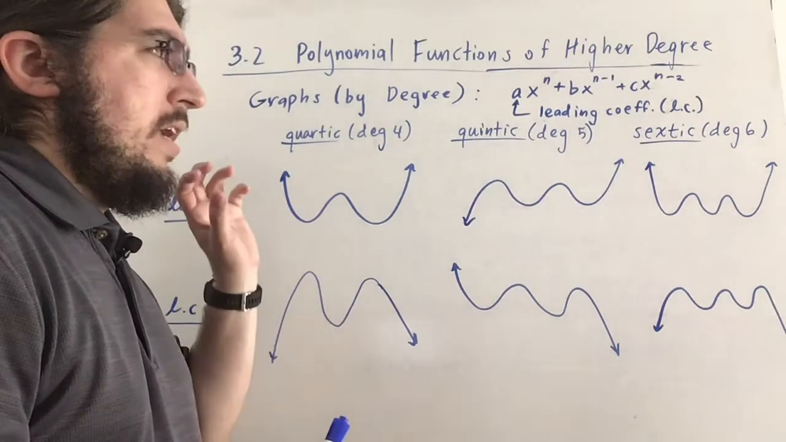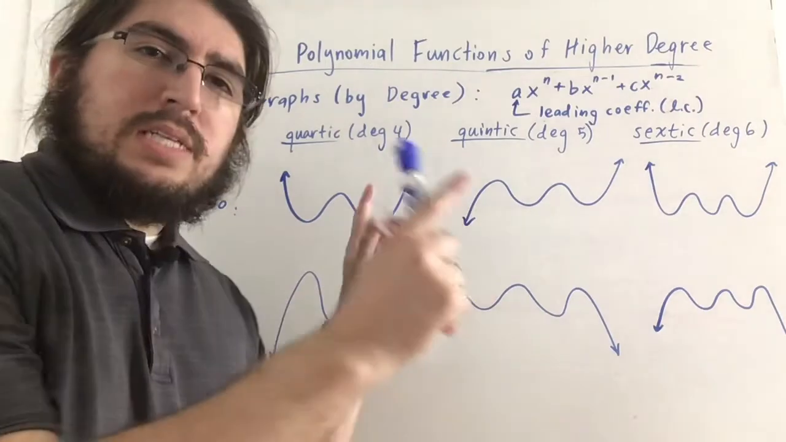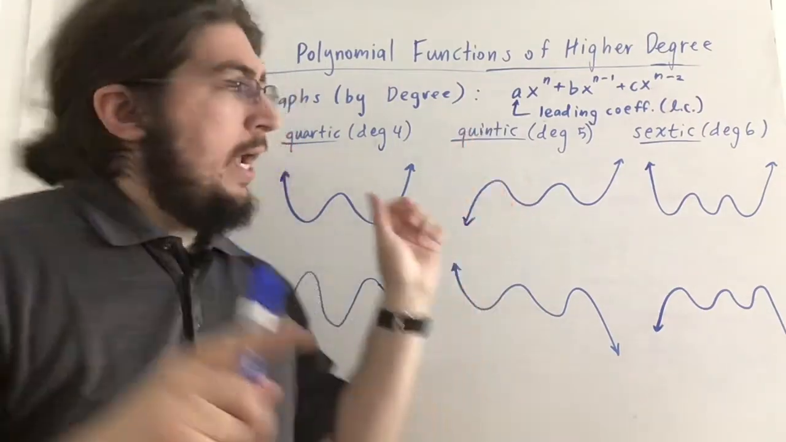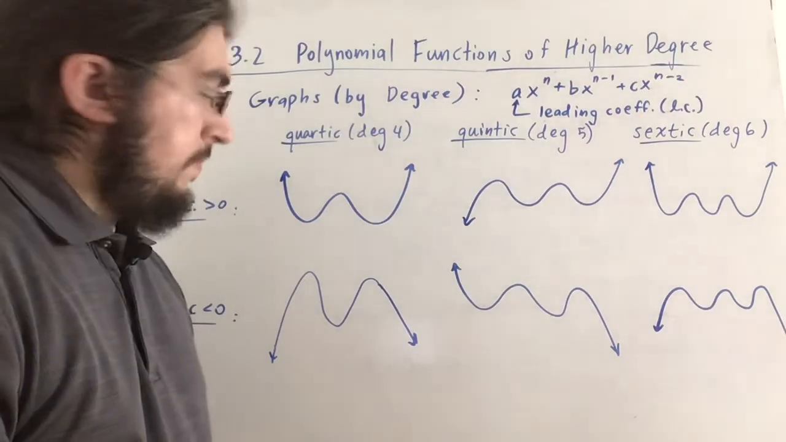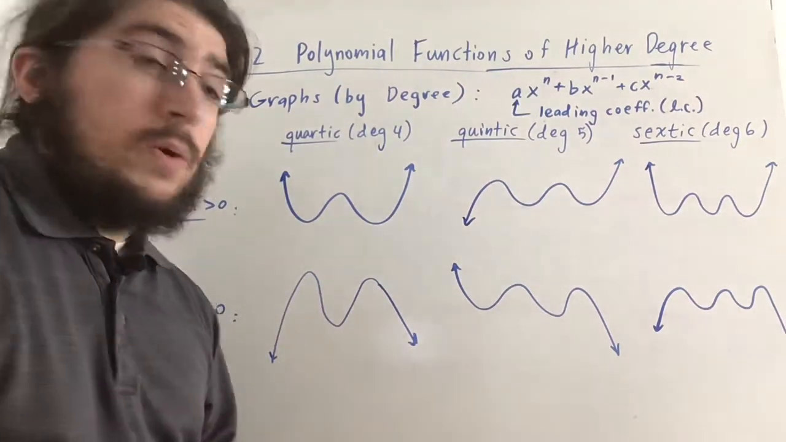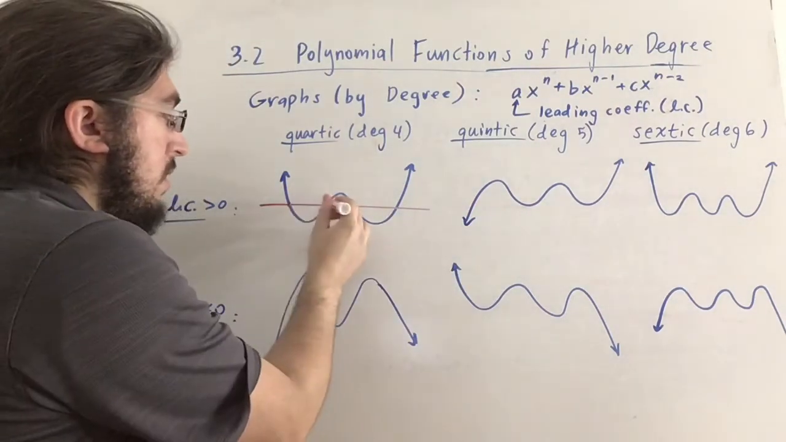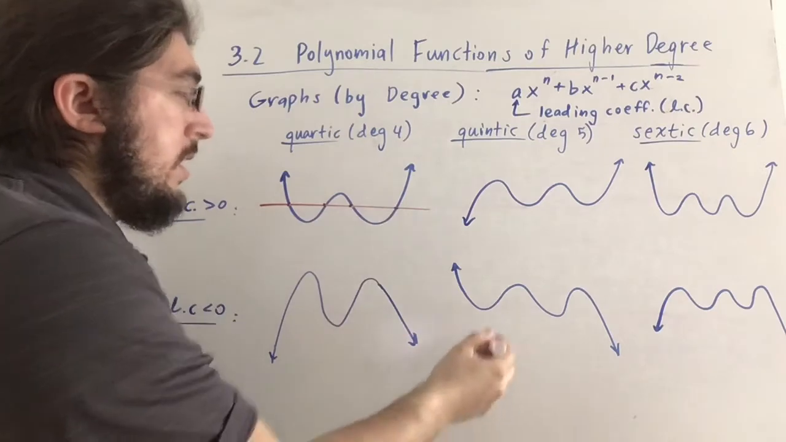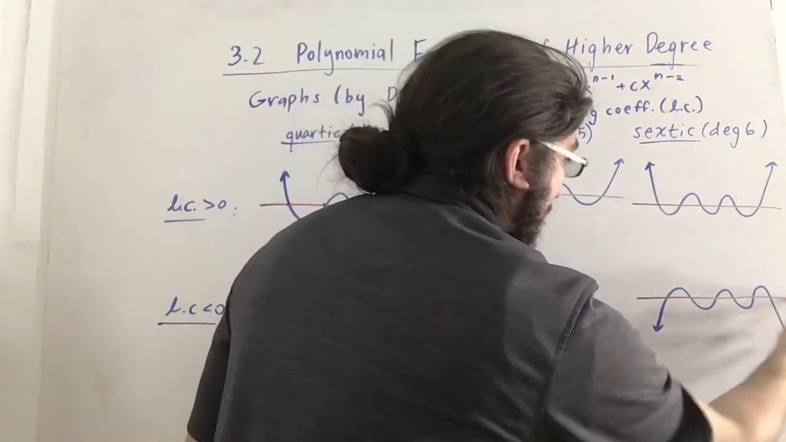When you have an even degree polynomial function, it either opens up or opens down in both directions, and there's a bunch of humps in between possibly. Now, as far as the number of zeros go, remember those are x-intercepts. There should be a maximum of 4, and here they are, 1, 2, 3, 4 for quartic. For quintic, there should be 5, and for sextic, there should be 6 maximum.